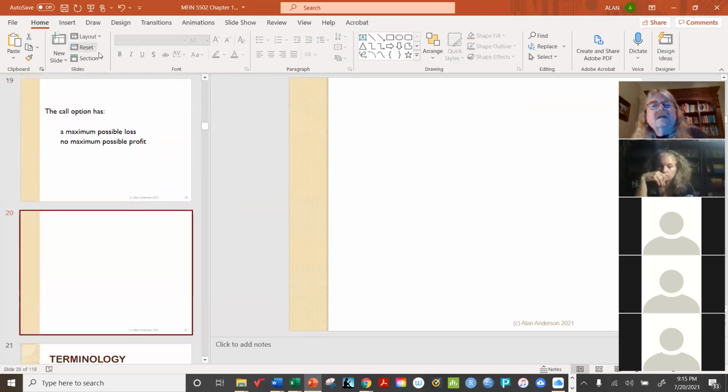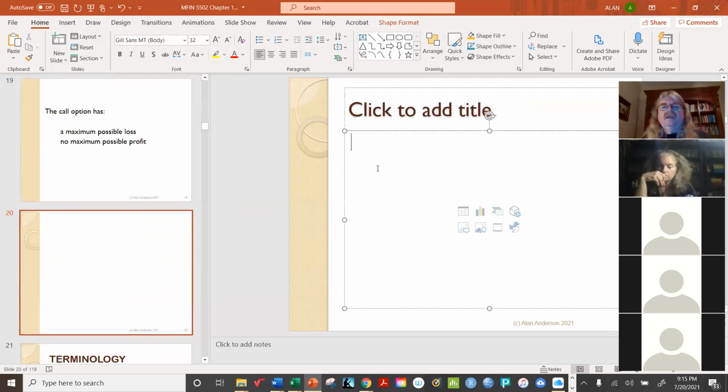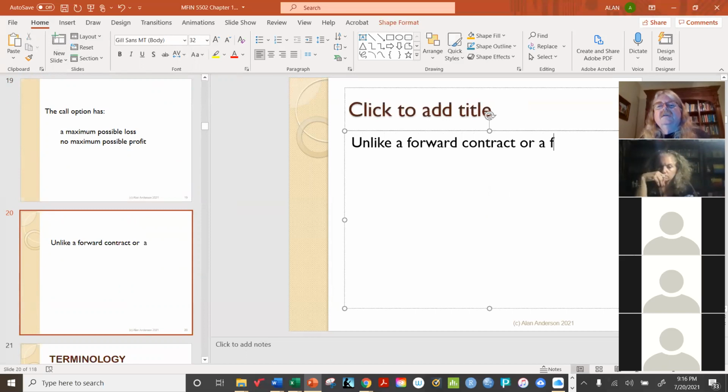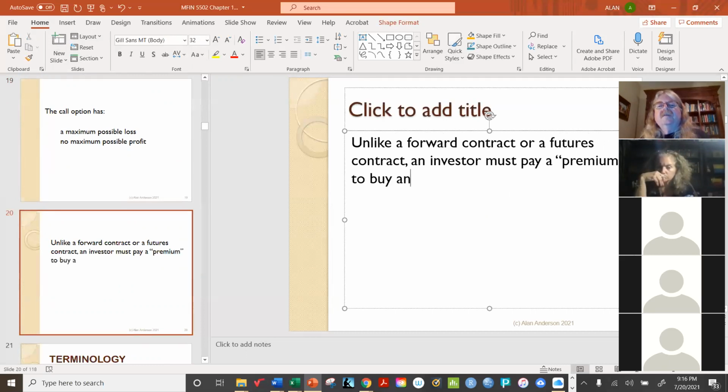So what that means, though, is that unlike a forward contract or a futures contract, an investor must pay a premium to buy an option. Okay, so the forward contract is just an agreement. You just agree to do something. The futures contract has a margin requirement, but that's just collateral. You get that money back if you don't lose it. This is the first derivative that we've seen where you actually have to pay for it. And that makes it a little different.